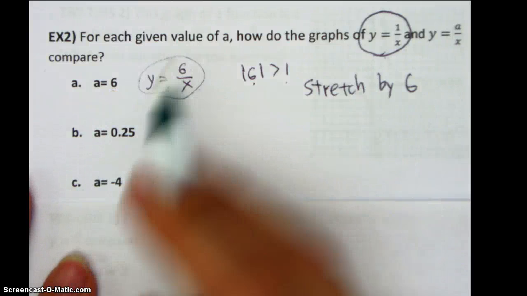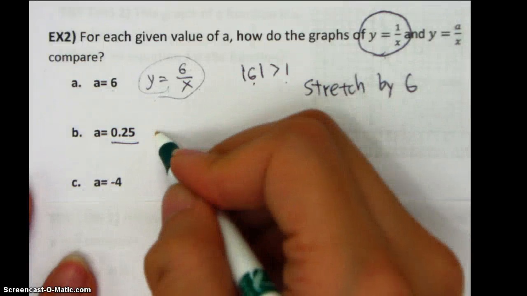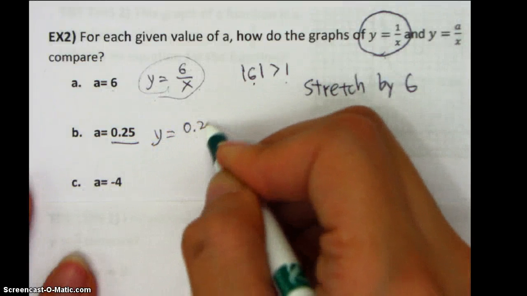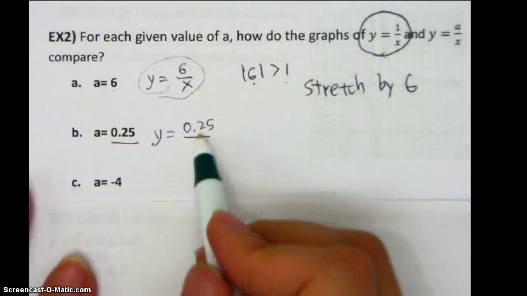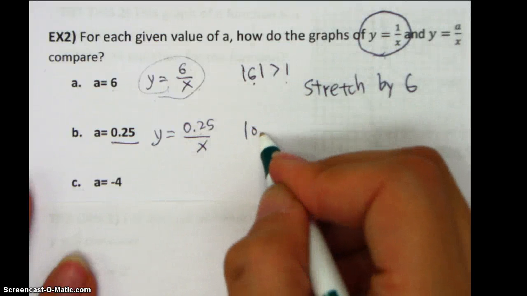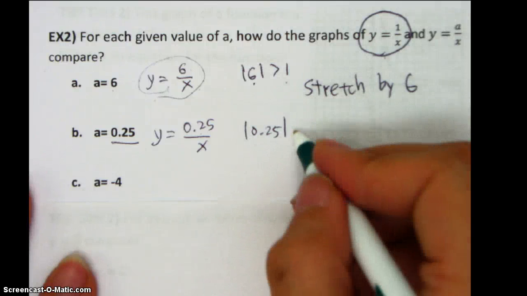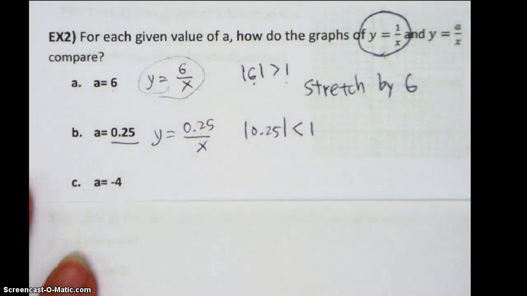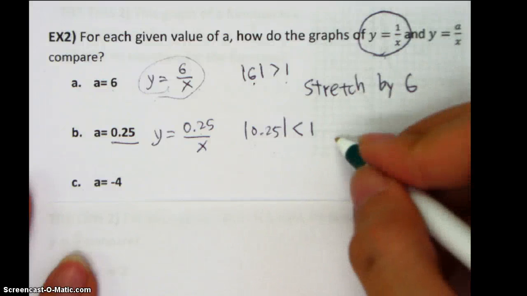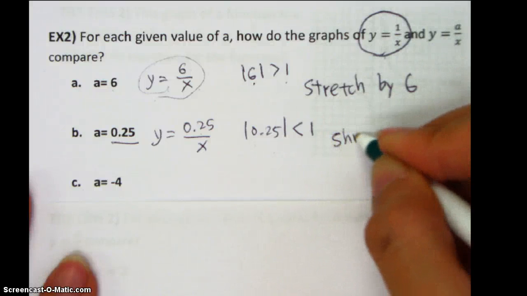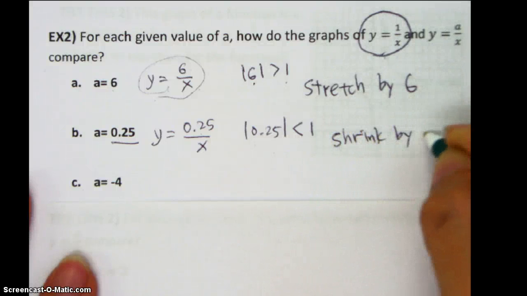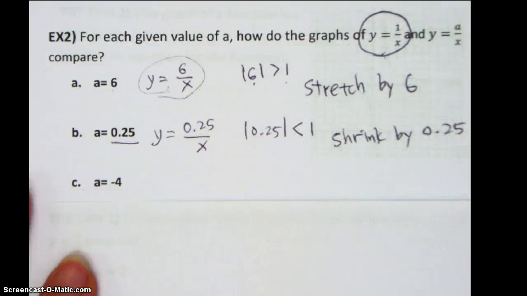Let's look at this one. If I have a equal to a quarter, I will have a quarter over x. Now look at a: the absolute value of a is 0.25, which is less than 1. In this case, because it's a smaller number, the graph is going to shrink by 0.25, which is a quarter.